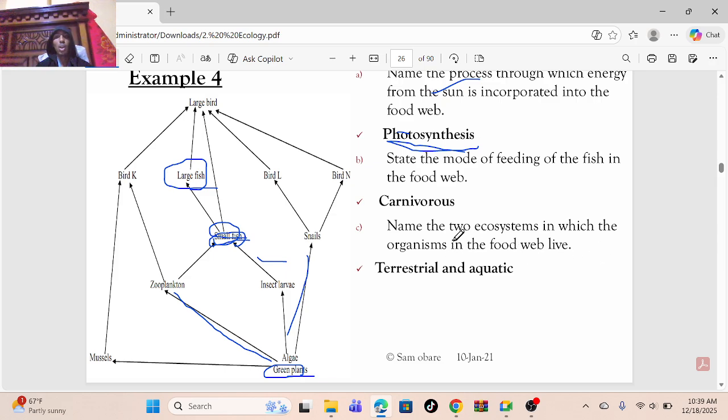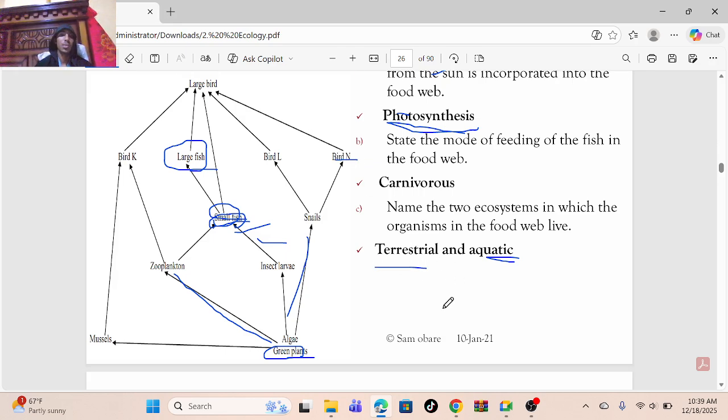Name the two ecosystems in which organisms in the food web live. They live in two ecosystems. Number one, fish inaishi wapi? Inaishi kwa aquatic. Birds inaishi wapi? Kwa terrestrial ecosystem.